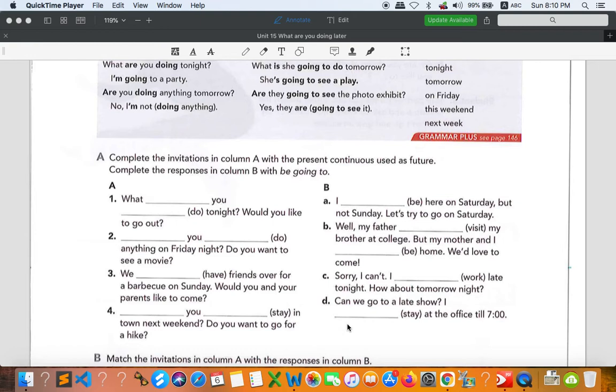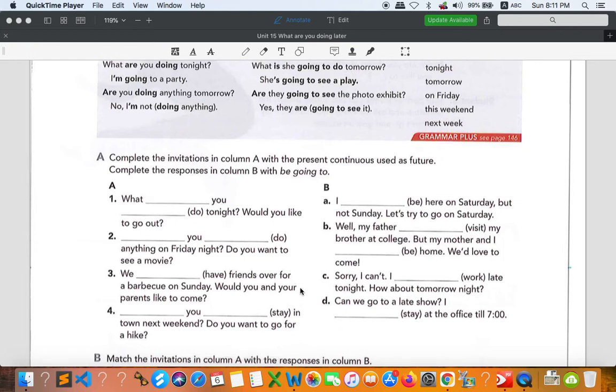And in part B, sorry, column B, we have to use be going to. I am going to be, and letter B, my father is going to visit, all right? And I am going to be home. Letter C, I am going to work. And letter D, I am going to stay. All right, so part A, column A, is about present continuous, and column B is about be going to. Okay, and in part B you have to match.